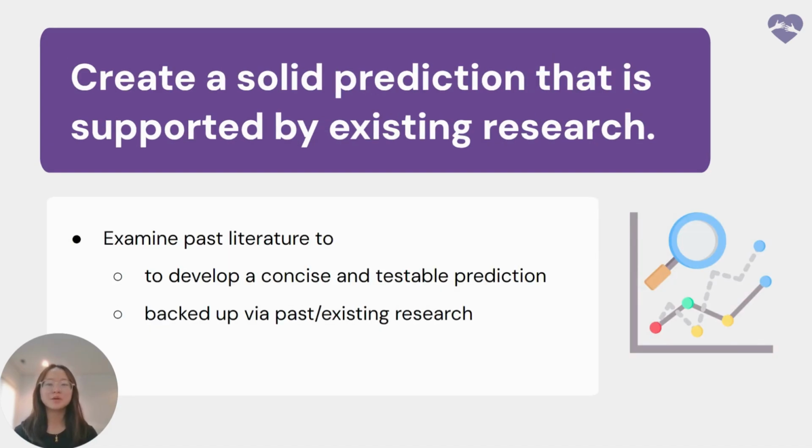Finally, a well-developed hypothesis should be rooted in existing research. Reviewing relevant literature related to your research question will help you craft a concise, testable prediction. Supporting your hypothesis with findings from previous studies not only strengthens its validity, but also connects you to the broader scientific community.